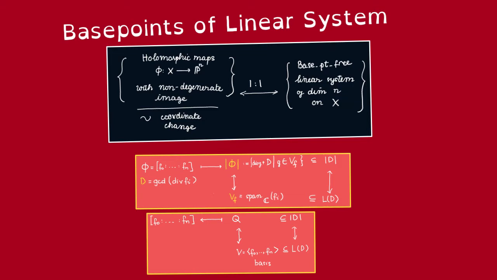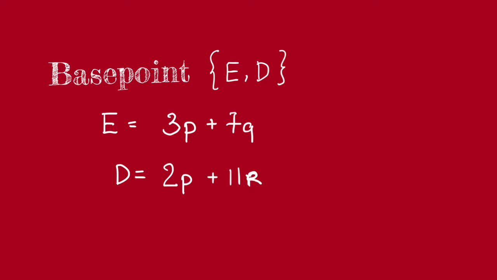However, not all linear systems arise this way. Only a specific type of linear systems called basepoint-free linear systems. And so today we're going to explain what is a base point and why the linear system associated to a holomorphic map is basepoint-free. This allows us to establish the following bijective correspondence, and thus we can think of holomorphic maps as linear systems interchangeably. So what's the base point of a linear system?